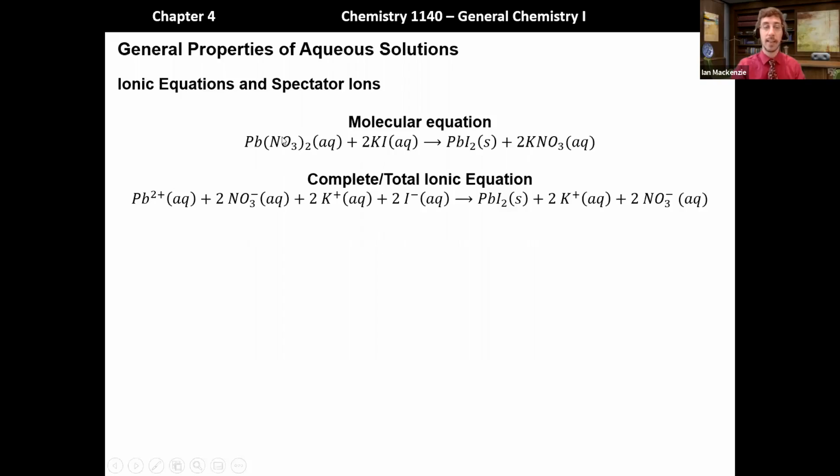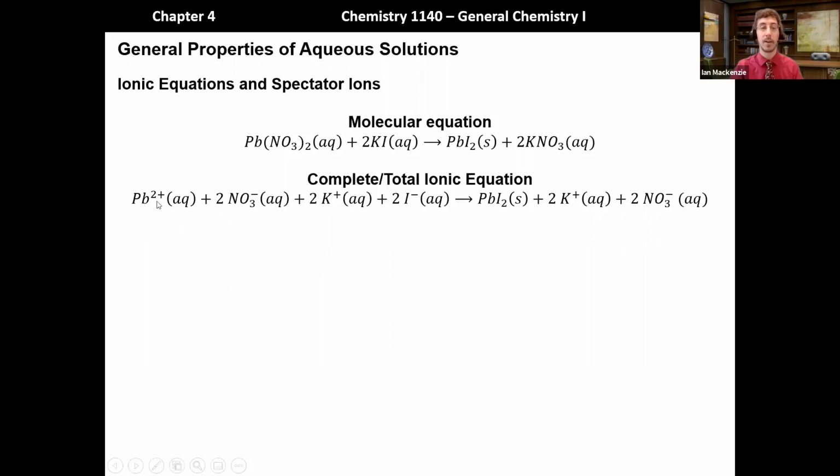And so we take anything that has an AQ symbol after it, and we break those ions up. Now, anything that's not listed as aqueous, so anything that does not have an AQ symbol after it, we do not break it up. We leave it just the way it is. So you notice that lead iodide, which is not soluble, is not broken up into lead and iodide ions. It stays together. But we break everything else up into its individual ions.